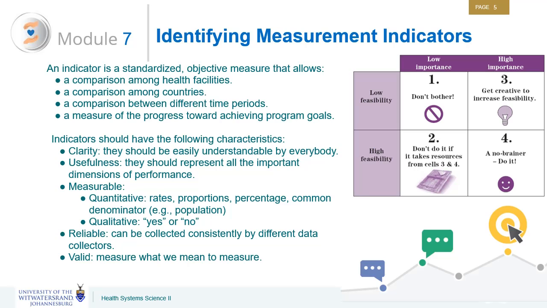Some characteristics have to be considered when choosing different indicators. The clarity of the indicator is important, so they should be easily understandable by everybody on the evaluation team and for those who will be reading the outcomes of that evaluation. They have to be useful, so they should represent all the important dimensions of performance, and they have to be appropriately measurable. Here you can consider different forms, whether it's quantitative or qualitative. Are the indicators reliable and valid? So can they be collected consistently by different data collectors? And does it measure what you mean to measure?